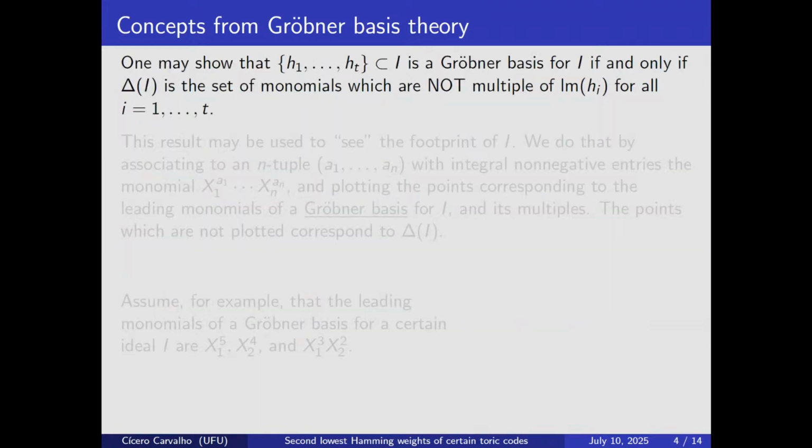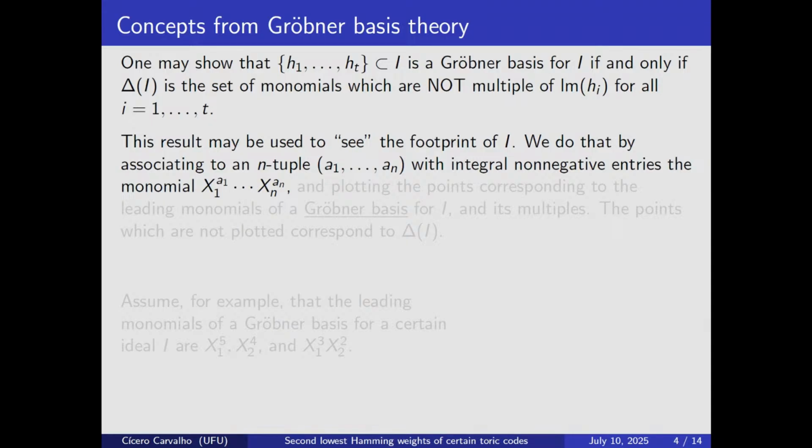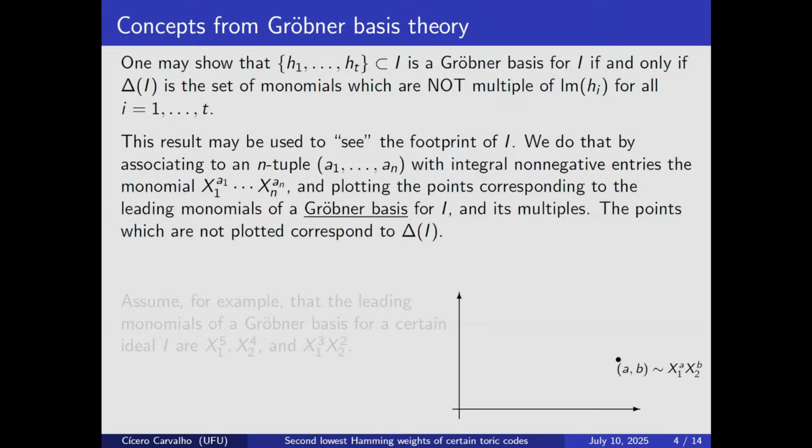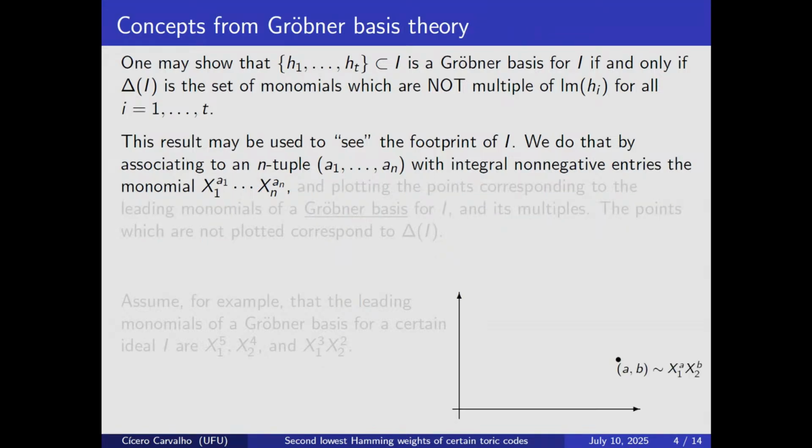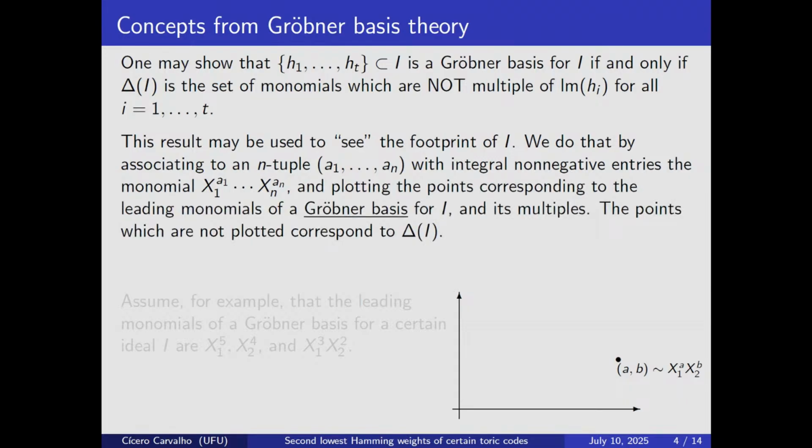One may show that a finite subset of I is a Gröbner basis for I if and only if the footprint is the set of monomials which are not multiples of the leading monomials of any of these elements. So this result may be used to see, in a way, the footprint of the ideal. We do that by associating to any tuple with non-negative integer entries a monomial like this, and then we plot the points. For example, if I have just two variables, to this point I associate this monomial. So now we plot the points corresponding to the leading monomials of a Gröbner basis, and then we plot the multiples of these leading monomials. The points which are not plotted are the footprint because of this result.